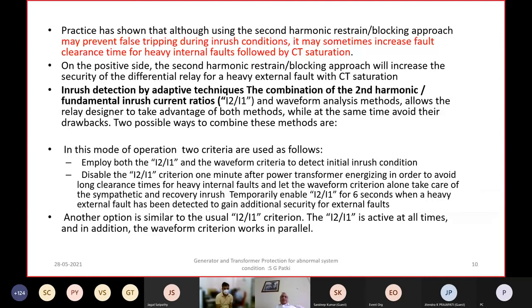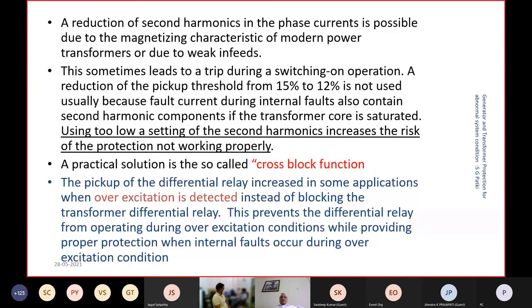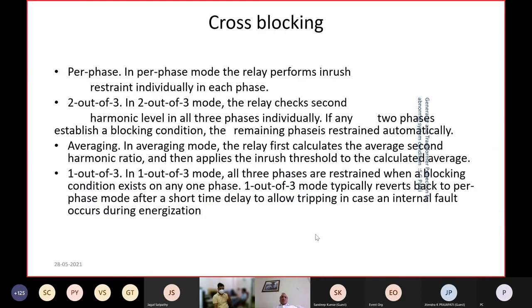So this is a lacuna which has now been addressed in numerical relays, where I2 by I1 and the restraining feature is given for each phase separately. Instead of taking the average value, we now take each phase, and if any one phase detects high second harmonic content, it blocks the other two phases also. So this is called the cross blocking feature.